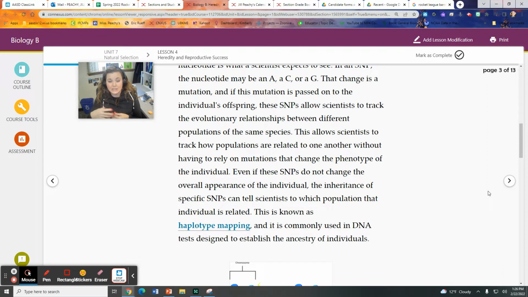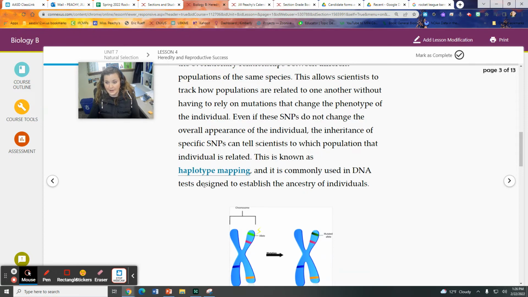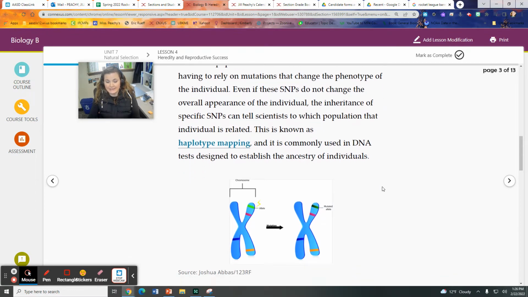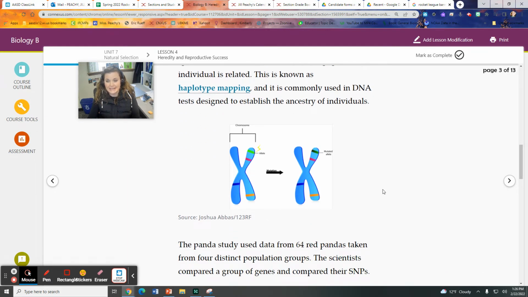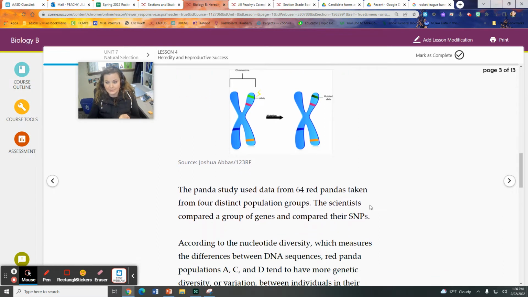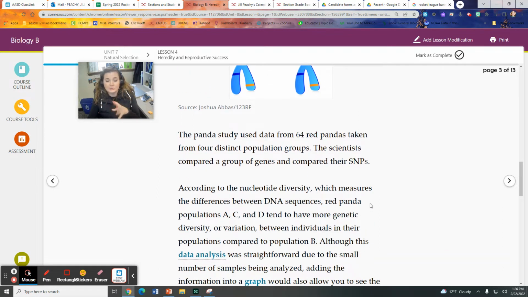Remember that a population is a group of organisms that are all the same species that live in the same area, right? And that's a population, but they're all a single species. And this type of tracking of the populations using these SNPs is called a haplotype map or haplotype mapping. And it's a test. They can use a DNA test to establish the ancestry of individuals. In other words, who is related to who and who's more closely related to who. So they do this to study the populations of red pandas.